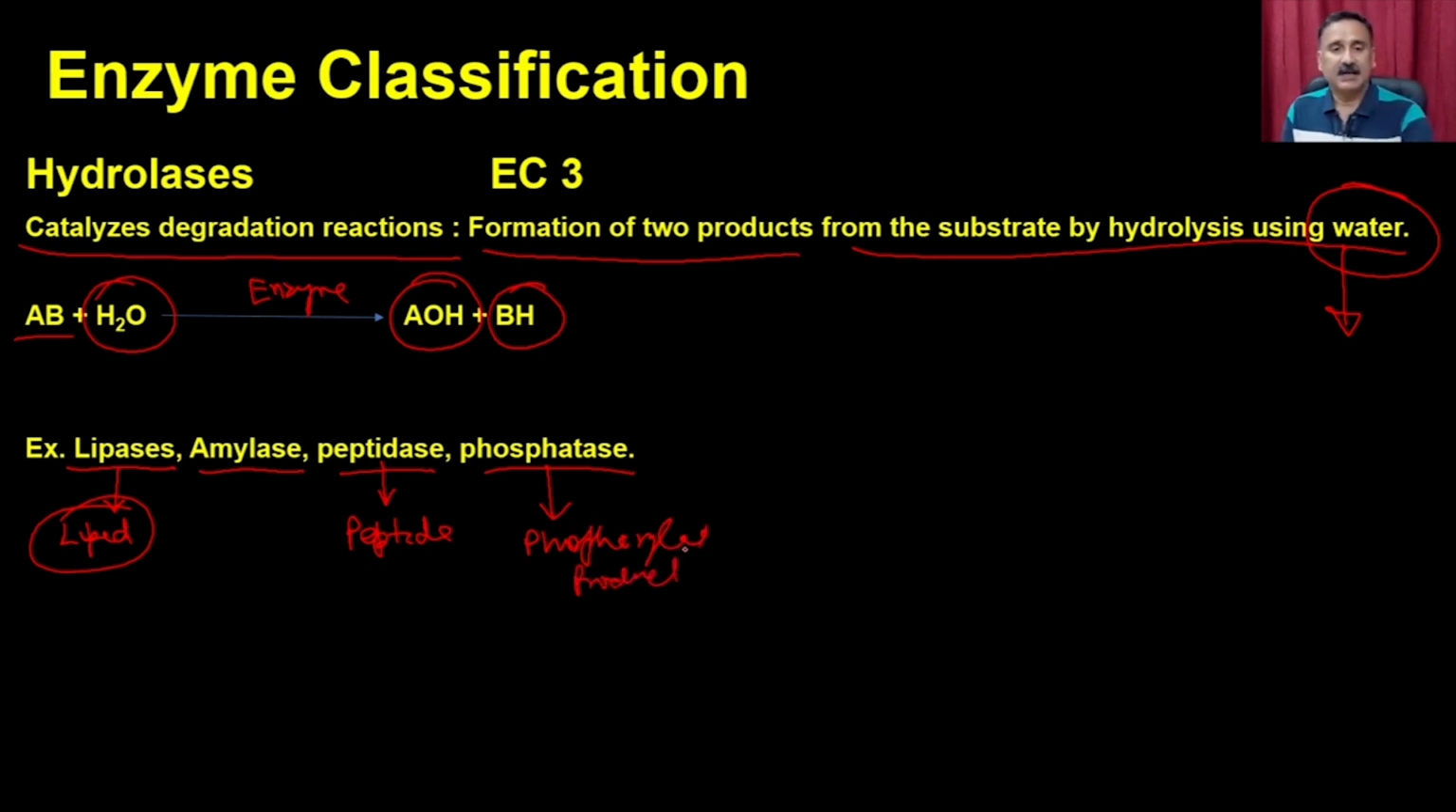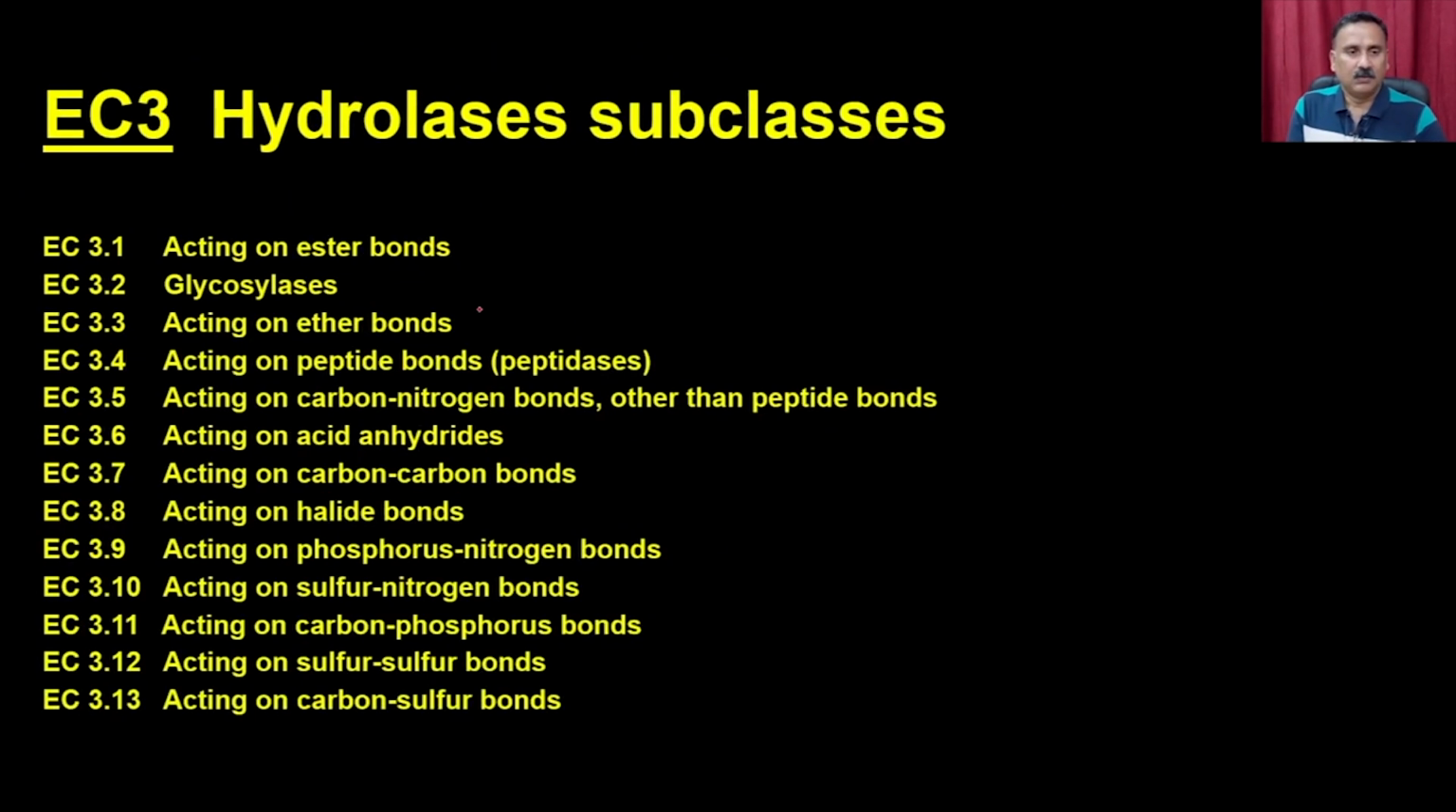Now these hydrolases are further classified into subclasses. For example, EC 3.1 acts on ester bonds. EC 3.2 are the glycosylases, so they work on glycosidic bonds. Then EC 3.3 acts on ether bonds. So depending on which bond they are breaking, they are classified into different subgroups. EC 3.4 acts on peptide bonds, so these are the peptidases.